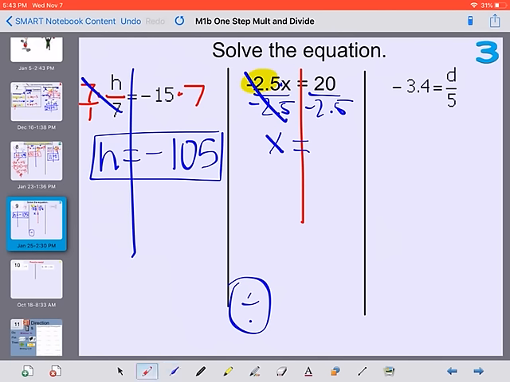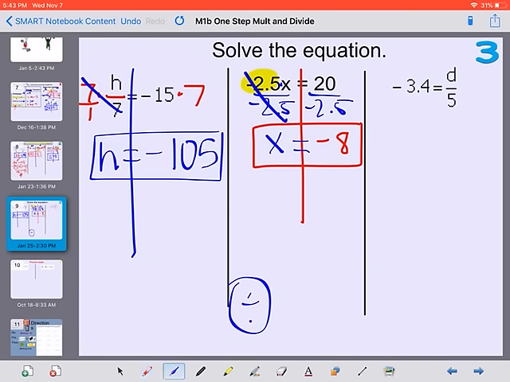I know my answer is going to be a negative because it's a happy and a grumpy. They don't get along. This is one, again, I would plug in my calculator. 20 divided by a negative 2.5. 20 divided by 2.5 gives us a nice negative 8.